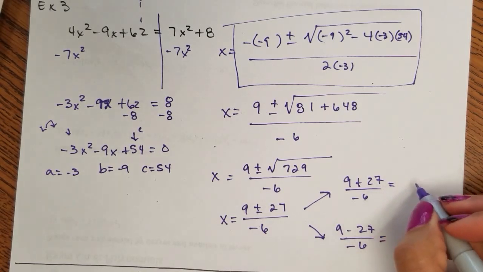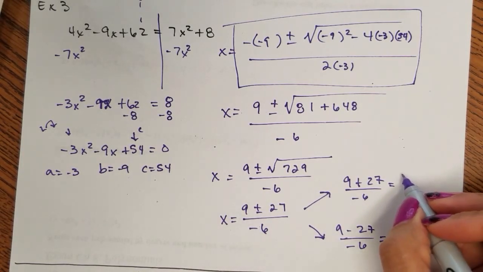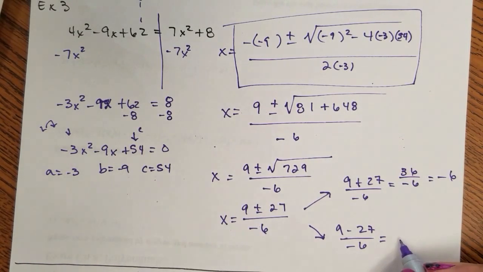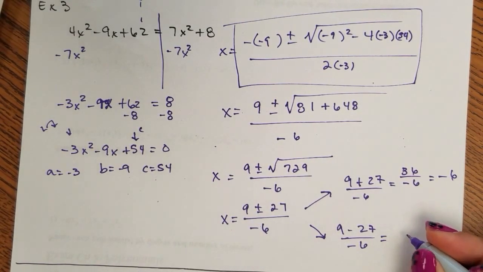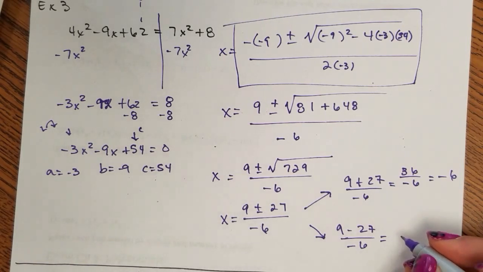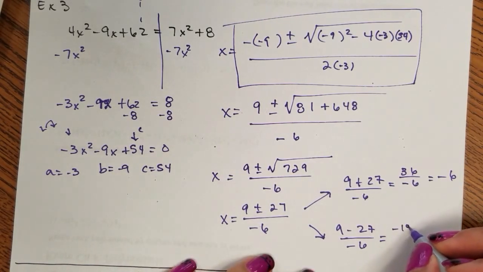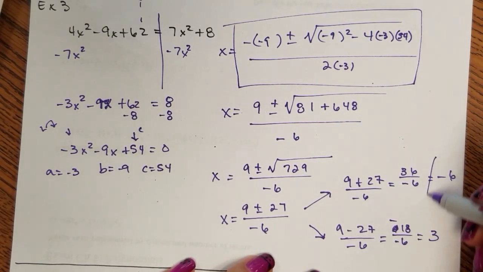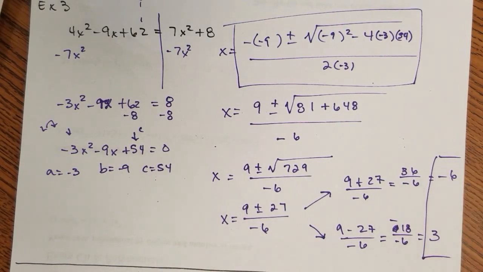So this is going to give you 36 over negative 6, which is negative 6. And this one's going to give you 3: 9 minus 27 is going to give you negative 18, and negative 18 over negative 6 is positive 3. And these are your roots.